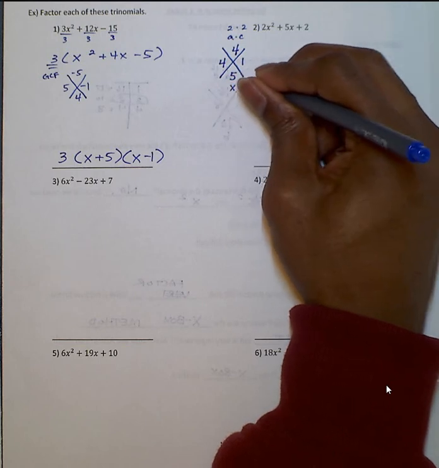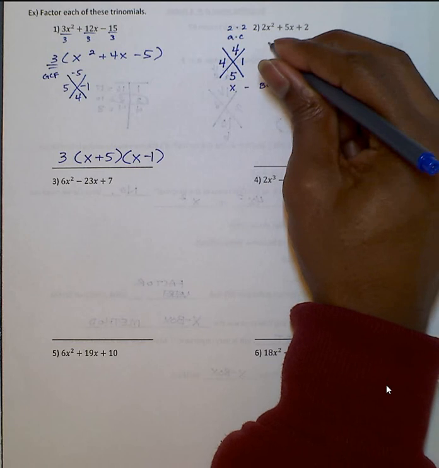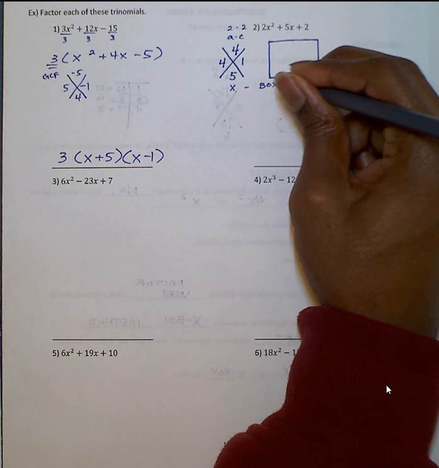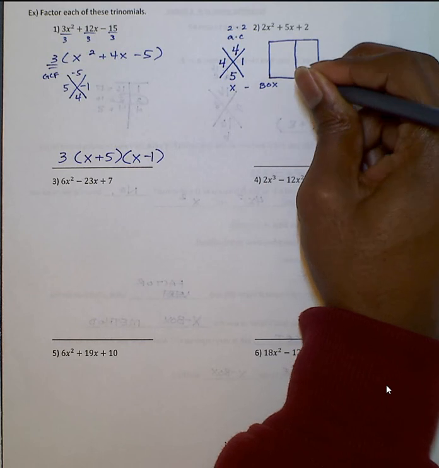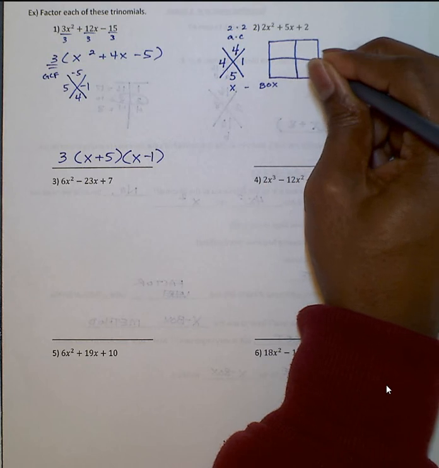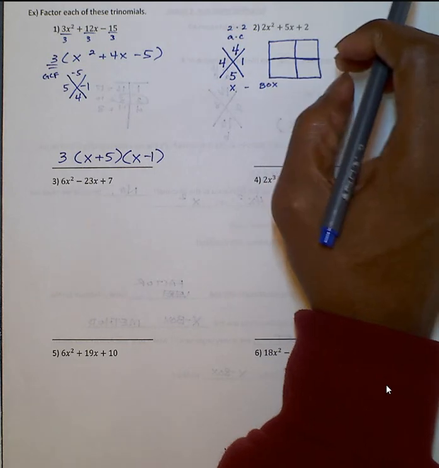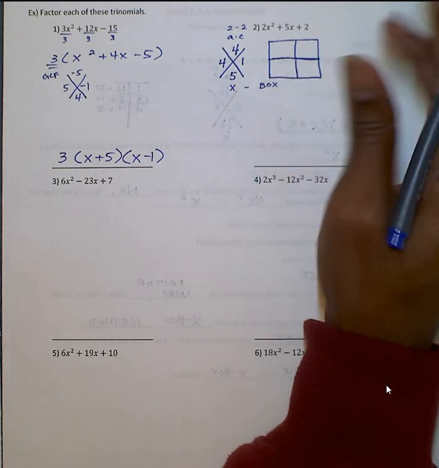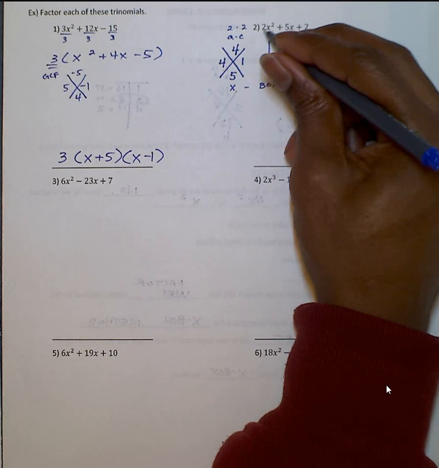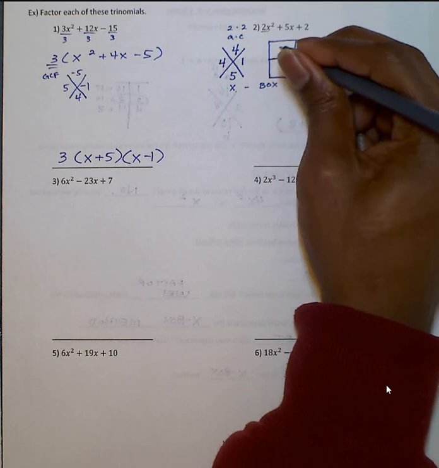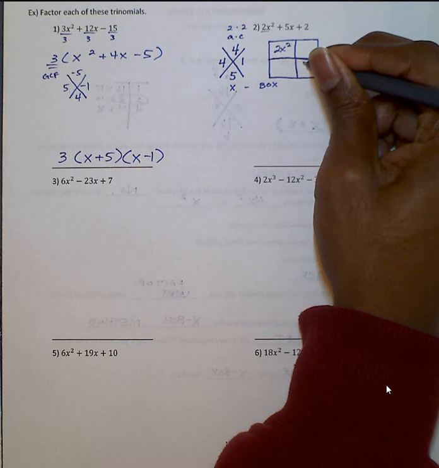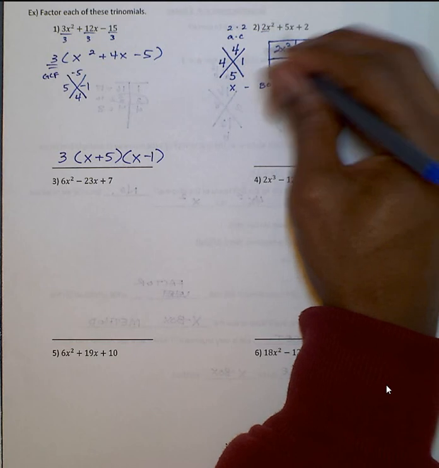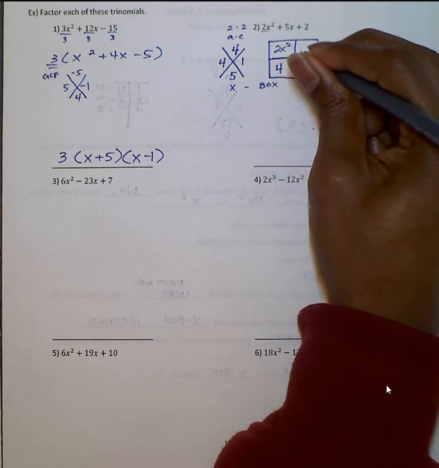And now we have to add the box part. Now when we were multiplying, we used the box and we went from the outside in. When we're factoring, we'll use the box and we'll go from the inside out. Okay? And so basically here, we know what's on the inside. In our first box, we're going to write A, 2x squared. In our last box, we're going to write C, which is 2. And then in our two middle boxes, we'll write the two terms that we came up with, 4 and 1.